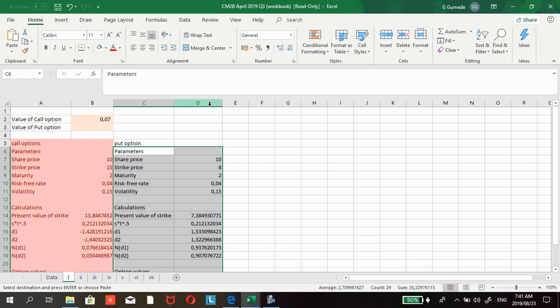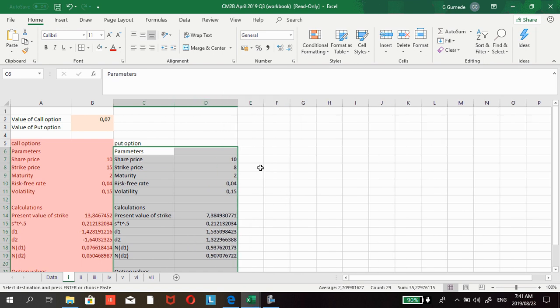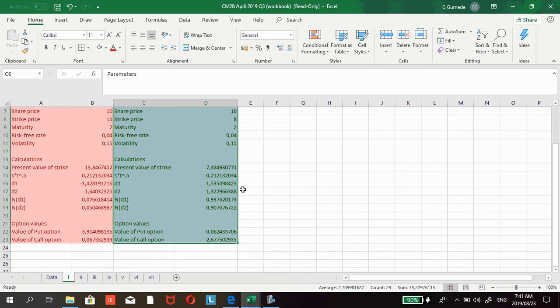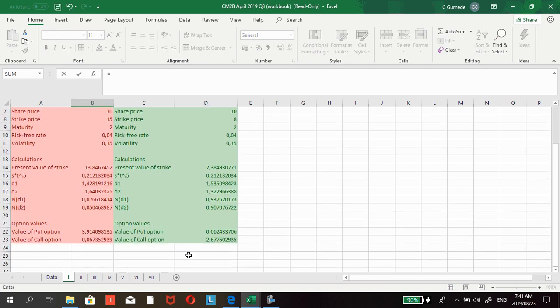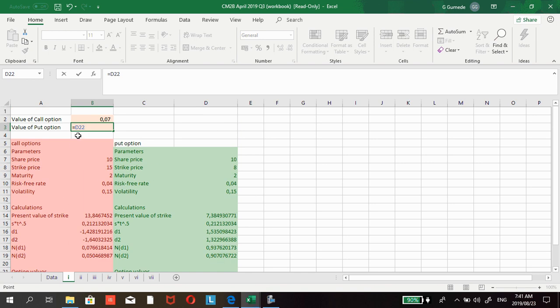So you will see that the value of... I'm going to highlight this so that I won't get confused which one is the put, which one is the call. And you will see that the value here is not equal to 0, but it is equal to 0.0624. So I'm going to put that value here. Okay, and there are my answers. So we have got the value of the call option and the value of the put option.